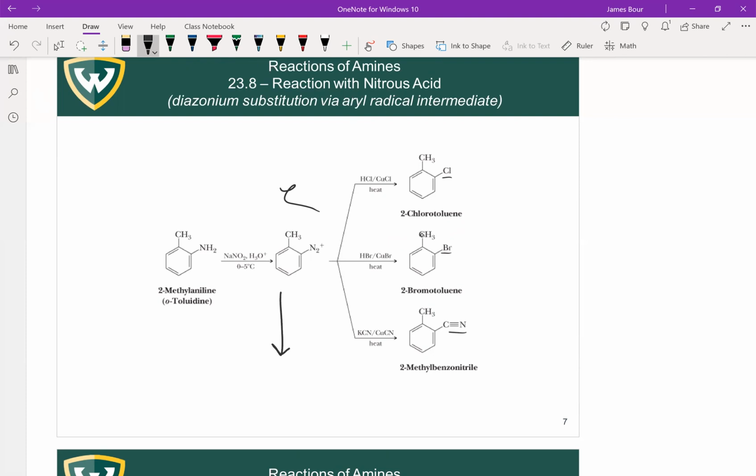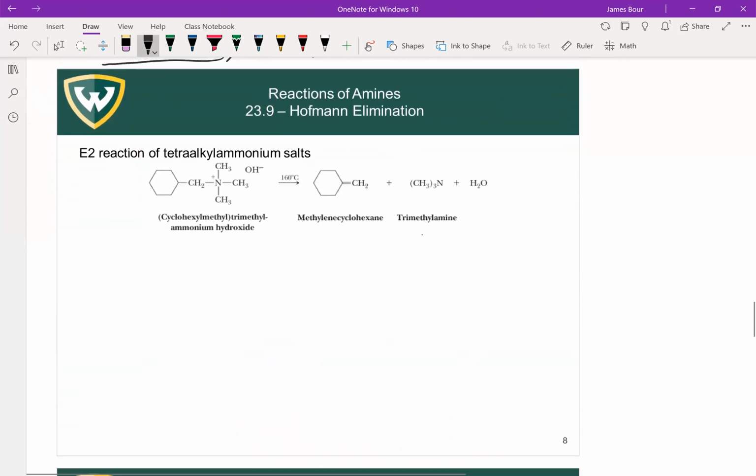If you react a diazonium with iodide, it doesn't need the copper. Iodide is the one exception to this. You do not need to know these mechanisms, but you need to know the reactions. These mechanisms are a little bit advanced for this class, so we won't be talking about them.